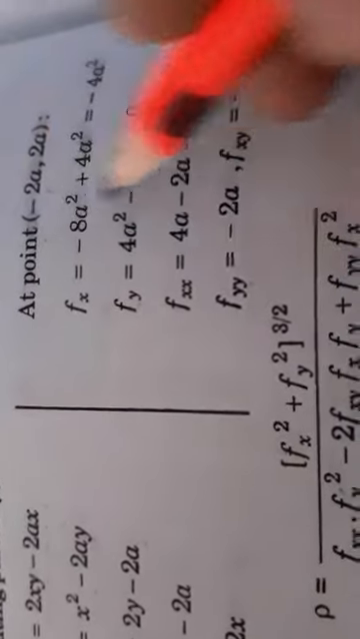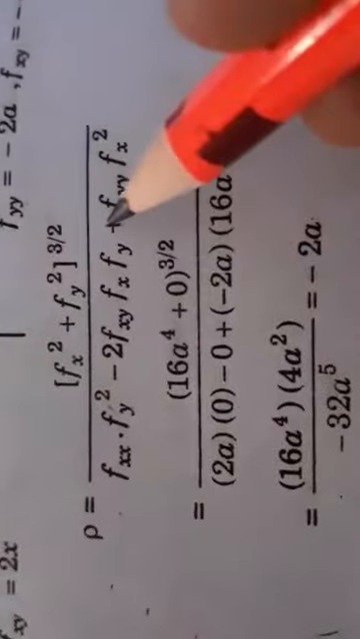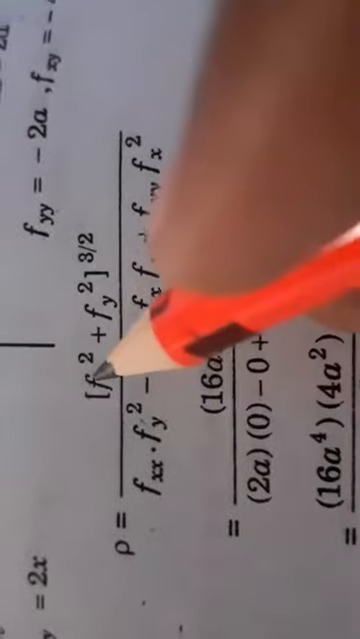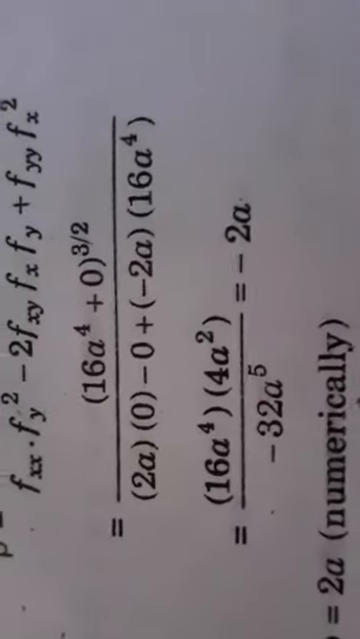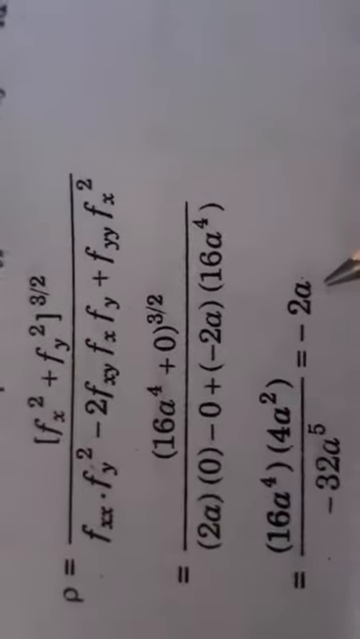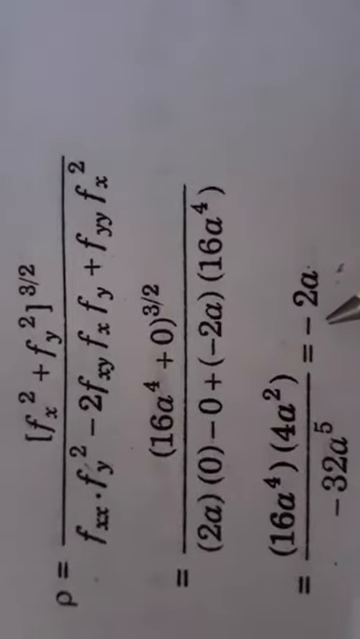Now substitute these values in this formula. After substituting these values, the radius of curvature becomes −2a. Because the radius of curvature is a positive quantity, we neglect the negative sign. The numerical value of the radius of curvature is 2a.